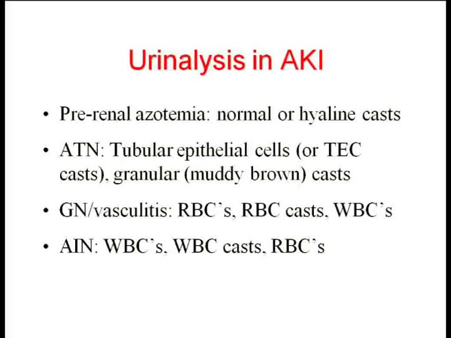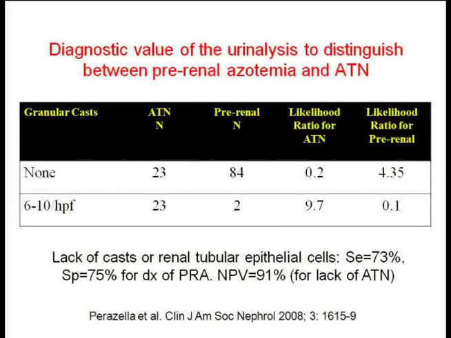In patients who have glomerulonephritides or vasculitides, you want to see red blood cells and/or red blood cell casts. Now, sometimes all you see is hematuria, but red blood cells, especially if dysmorphic, and red blood cell casts are very important in the diagnosis of these processes. And finally, in interstitial nephritis, you want to see white blood cells and white blood cell casts. Sometimes, as you did in this case, you see a few red blood cells, but the predominance is really of white cells and white cell casts.